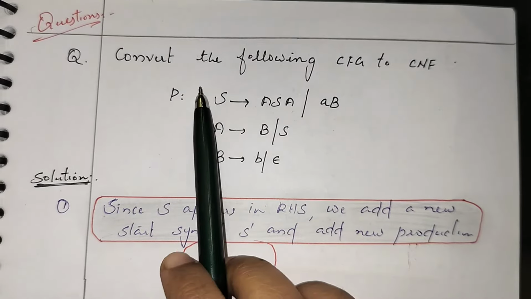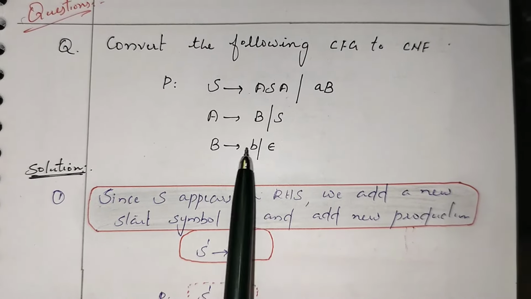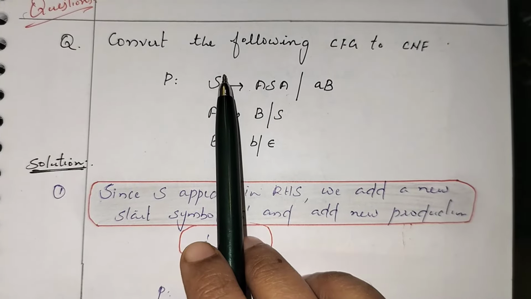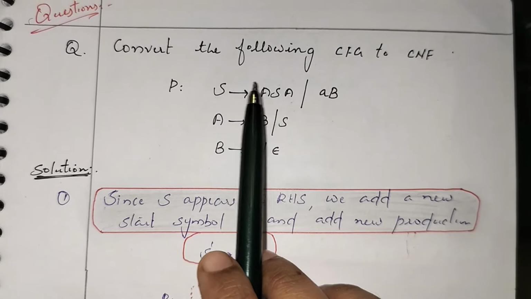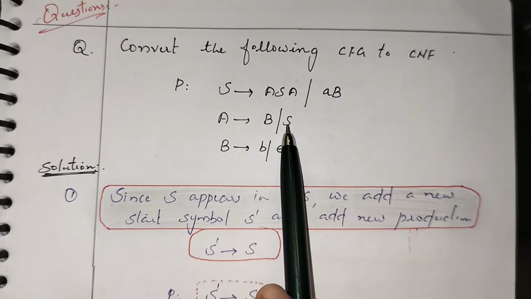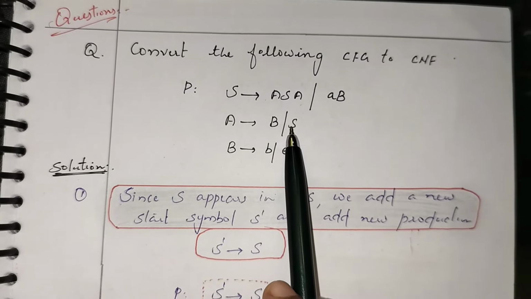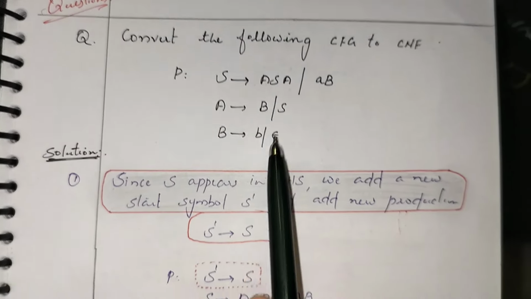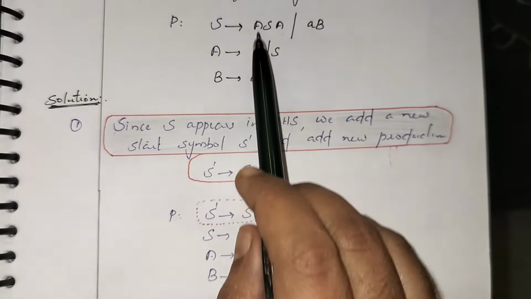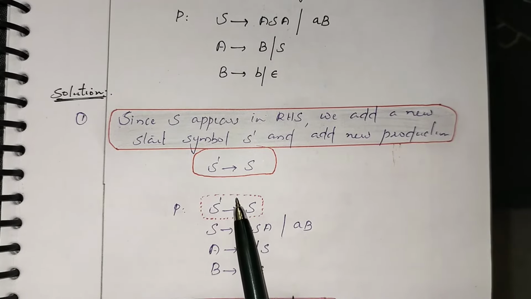Here, convert the following context-free grammar to Chomsky normal form. This is our grammar. These are the productions in the grammar. P means productions. Here S is the start symbol. So what is our first step? You need to check whether the start symbol is coming in the RHS part. In this production, S is in the RHS part. So we need to add a new start symbol, that is S dash. So I need to add S dash gives S. We need to add this new production to the existing grammar. So that is the first step.